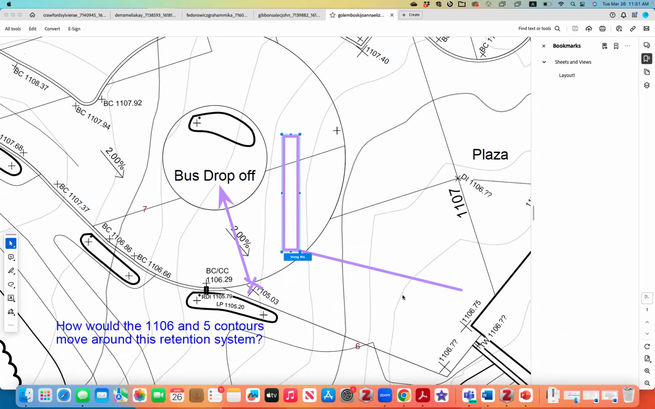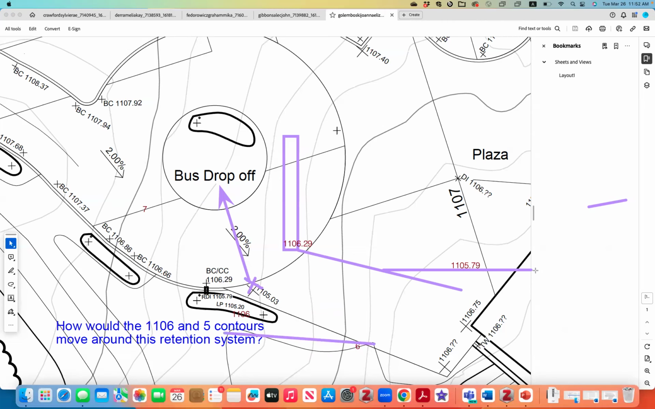That's the curb that's coming out of the retention area. You have a 1106.29, and then your RDI is at 1105.79. And yes, that's correct, right? You have a 1106 contour, but not a 1105 contour. So it means this contour number is 1106, right? And you have another 06 contour on the other side, right? You have an 06 contour on the other side.